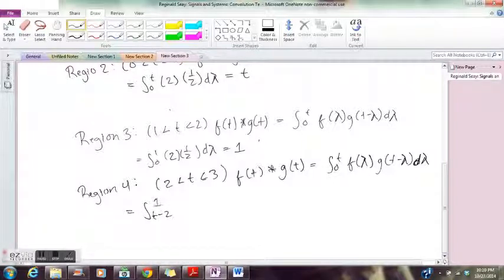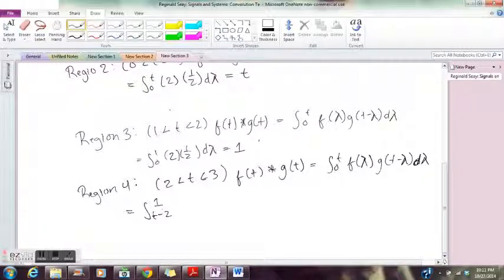And this will be from t minus 2 to 1, times 2. This is our integral from t minus 2 to 1. And it's from t minus 2 to 1 because t minus 2 is the leftmost side of where the parts intersect.